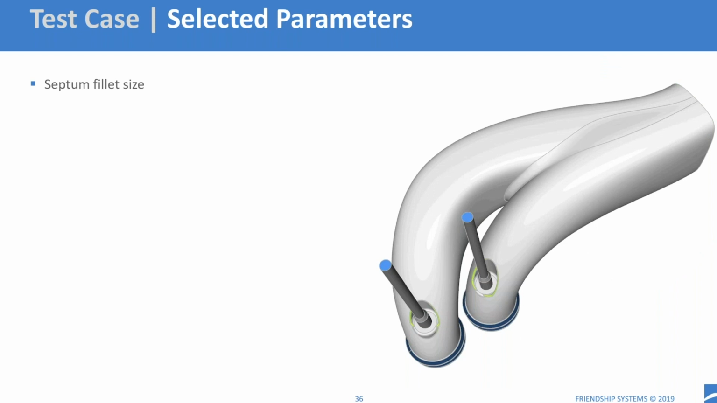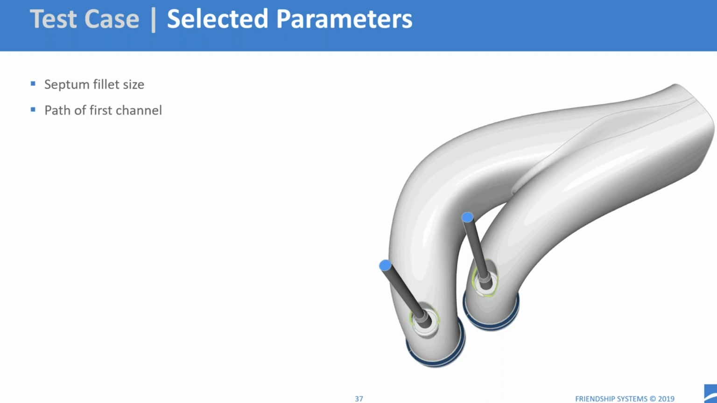So now I would like to just look at a few selected parameters of this geometry. Of course, the whole geometry model might have a number of parameters, which might be 20, 30, something like that. And I selected just a few to visualize how the geometry changes. The first one is basically the size of this fillet here in the septum. So you can see how this changes from a smaller to a larger value and back.